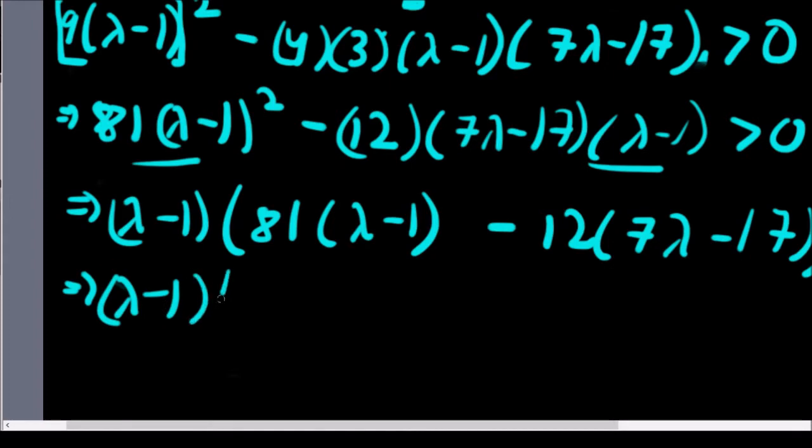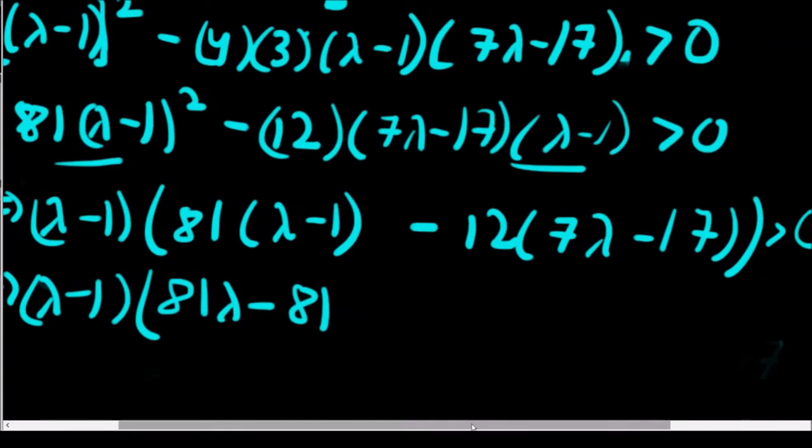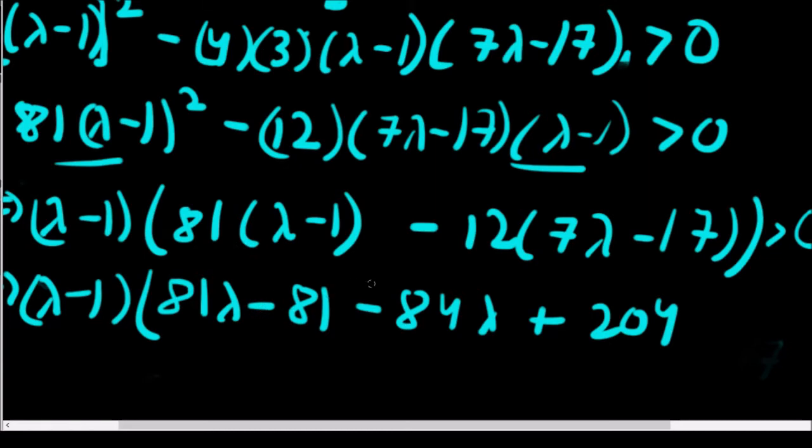Now I get 81 lambda minus 81 minus 12 times 7 is 84, I think. Yeah, it's 84, and 17 times 12 should be 170 plus 34, which is 204. So this should be 204. So far so good.